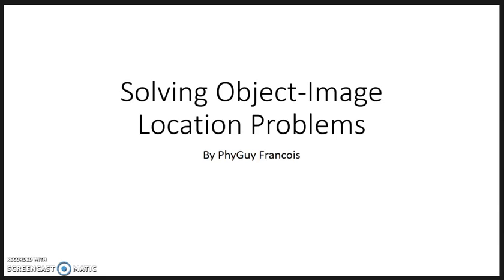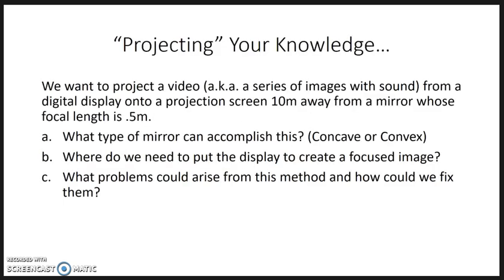Today we're going to be dealing with coalescing waves and knowing where they are. So we're going to try to find where objects or images are located in curved mirrors. So let's get started. We've got a fantastic problem here.